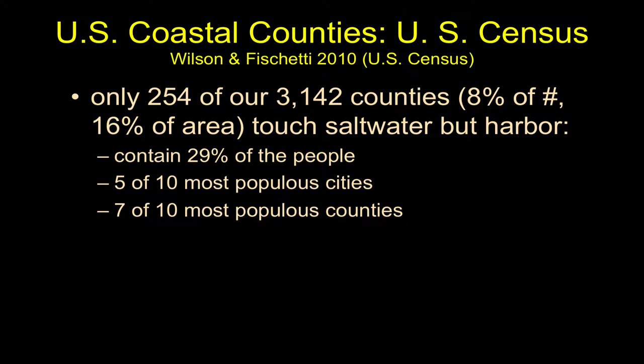Okay, so either 8% or 16%, depending on however you want to slice it, but they have about a third of the people, right? And when we talk about these urban areas, for example, half of our 10 largest cities are in one of those counties, and 70% of our most populous counties are in that zone. So again, a small area of the coastal zone, but disproportionate use, disproportionate packing of people, economic activity, etc., into there.